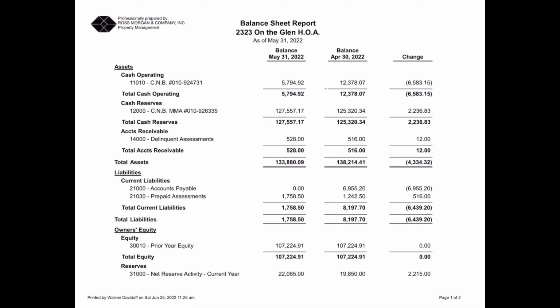The next account on the balance sheet is your cash reserves account. In this particular association, cash reserves are $127,000. Cash reserves are only for reserve items. What are reserve items? Reserve items are what are listed in your reserve study. So those are components of the association that have a useful life of 1 year or more. Ultimately, reserve items are major expenses such as repainting, re-roofing, street work, major irrigation works, major slope work. That kind of stuff would be considered reserve components.